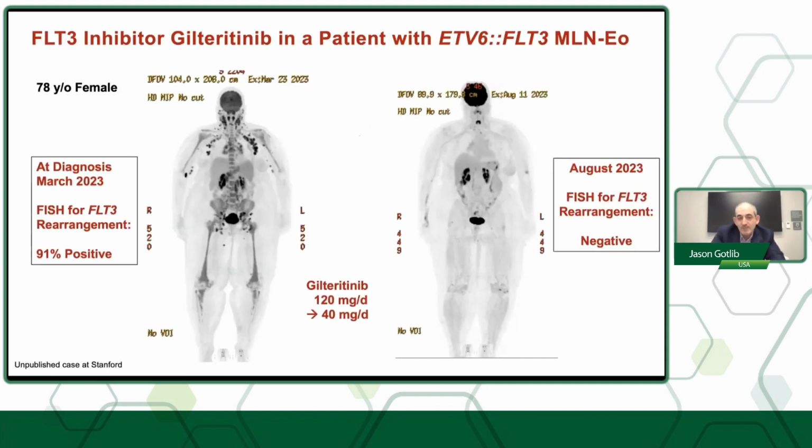Now, this is a patient that I'm actively treating now at Stanford who has an ETV6-FLT3 fusion. This is a 78-year-old woman who had diagnosis. You can see the PET scan on the left had substantial extramedullary disease and bulky lymph nodes. At diagnosis, her FLT3 rearrangement was found in 91% of cells. And after several months of gilteritinib, a potent FLT3 inhibitor, dose reduced because of neutropenia to 40 milligrams per day, you can see that the on-treatment PET scan shows essentially complete remission by imaging, and her FLT3 rearrangement by FISH is now negative, and she's really enjoying a good response to gilteritinib.